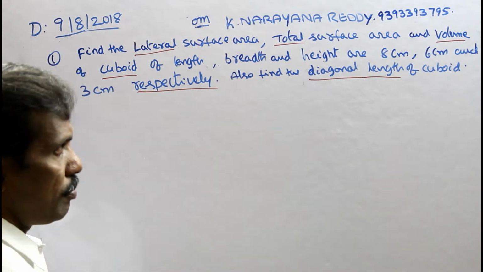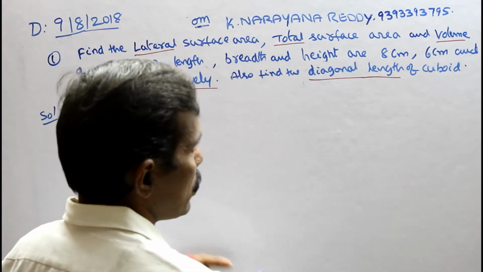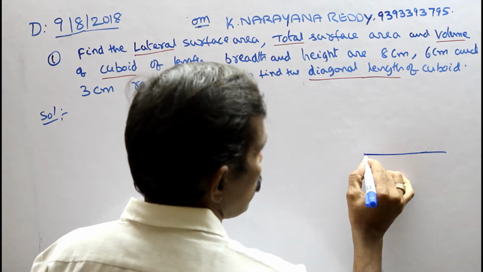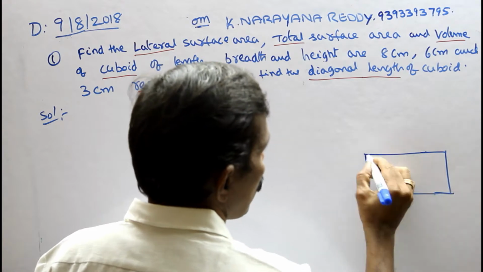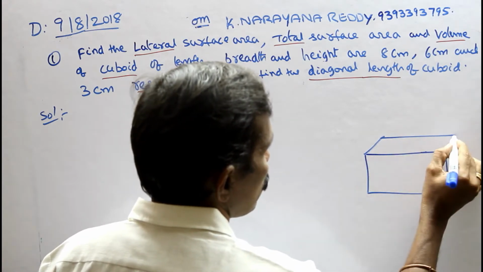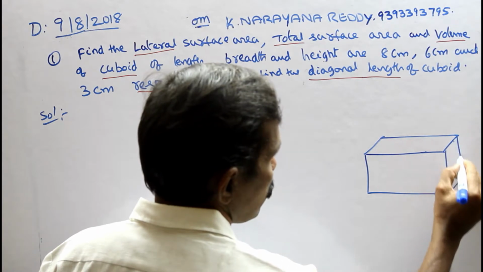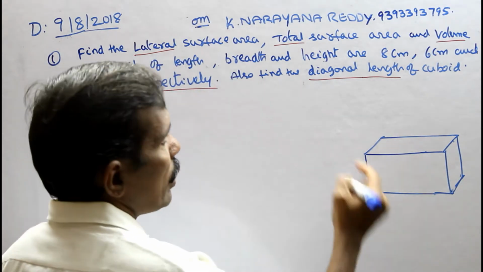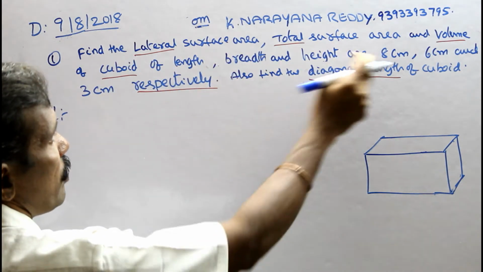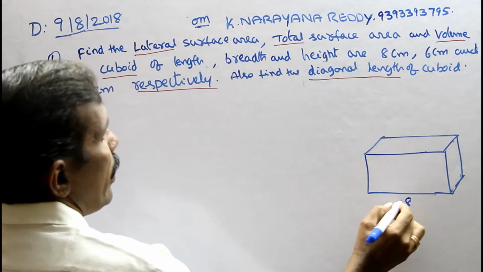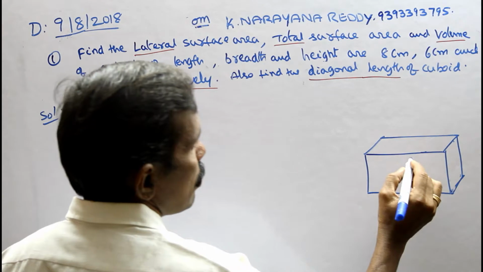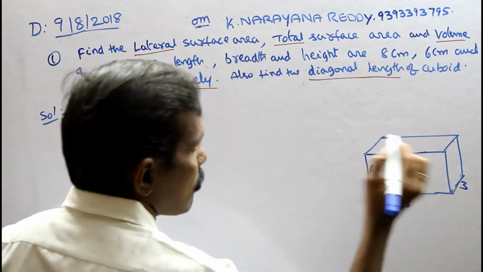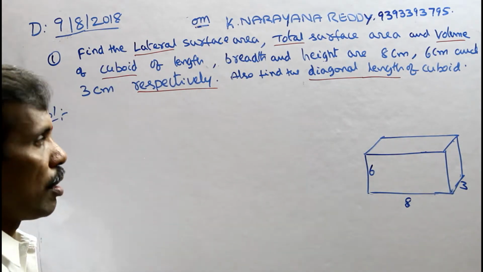So what is a cuboid? A cuboid contains 6 faces. Okay, these are the 6 faces. What is length? Respectively means length comes first: 8, and after that breadth comes: 6. Height is 3. Those are the dimensions.